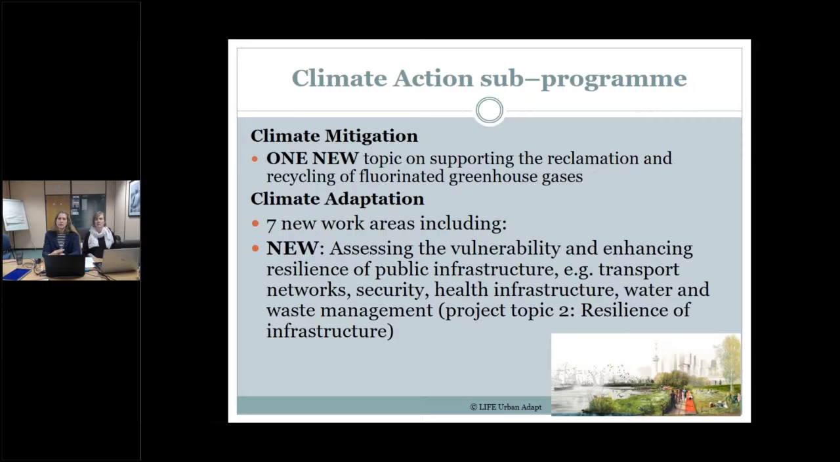So the policy areas for climate mitigation are still the same and include the member states and regional local authorities' efforts to reduce greenhouse gas emissions in the sectors not covered by the EU emissions trading system and the effort sharing regulation, such as transport and fuels, agriculture, construction, land use, and land use change and forestry.